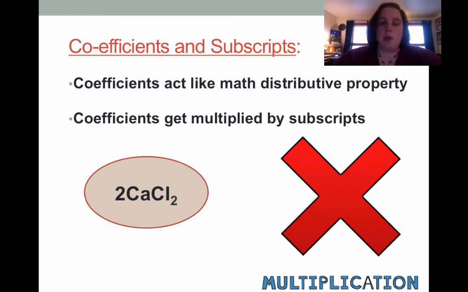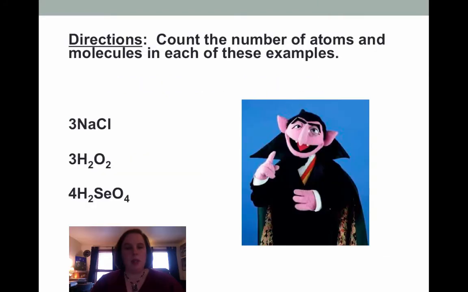Coefficient and subscript. So this is back to the video from yesterday. Coefficients act like the math distributive property, and you're all like, oh, Mrs. Burke, why are you going all math on me? Well, chemistry actually has a lot to do with math, but hold on, I'll get you through it, don't worry. Coefficients get multiplied by the subscripts, and I'll show you exactly how to do that. All right, so I'm going to teach you how to count the number of atoms and molecules in each of the examples, much like my friend the count here is.